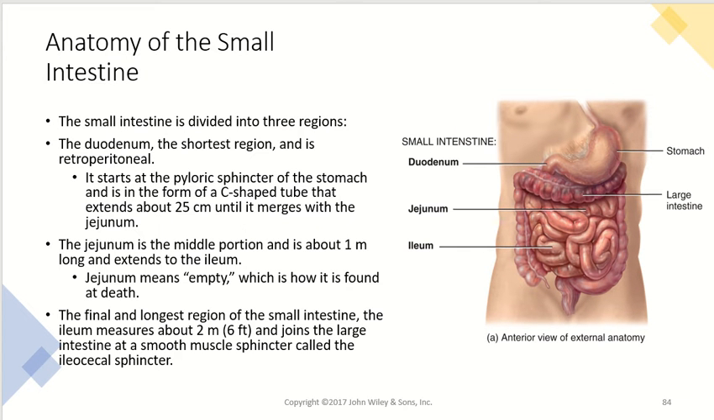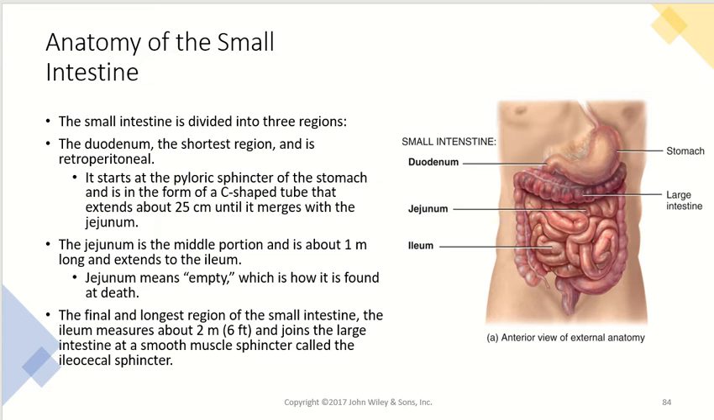The small intestine gets divided into 3 separate regions. We have the duodenum, which is right after the stomach. This is going to be the shortest region, and it is going to be retroperitoneal. The duodenum is going to start at the pyloric sphincter of the stomach, and it is going to be in kind of the form of a C-shaped tube that is going to extend about 25 centimeters until it merges with the jejunum. The jejunum is the middle portion of the small intestines and is about a meter long and is going to extend all the way down to the ileum.